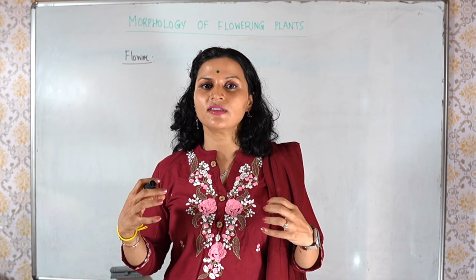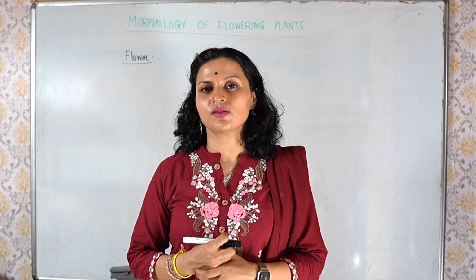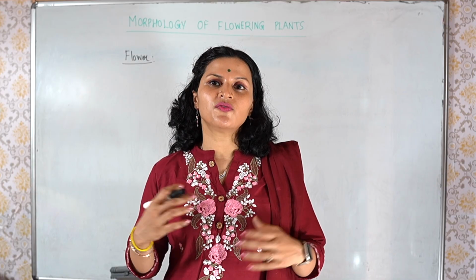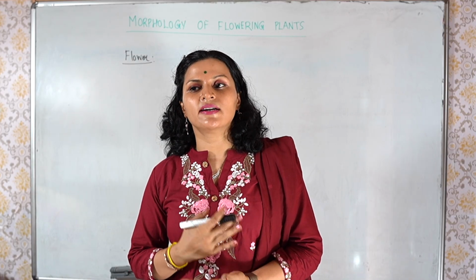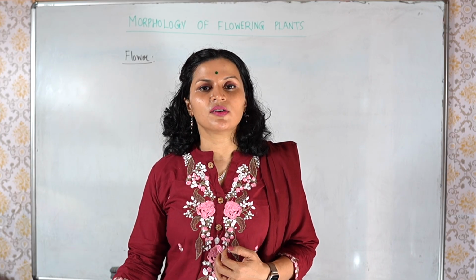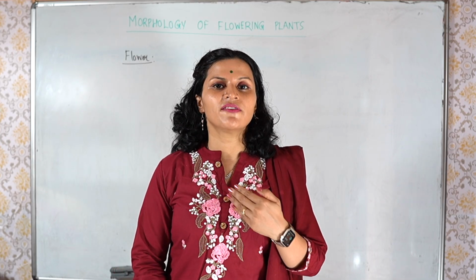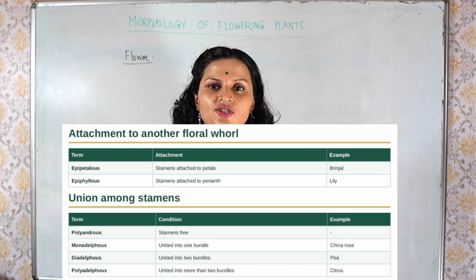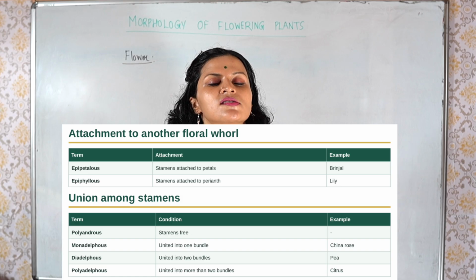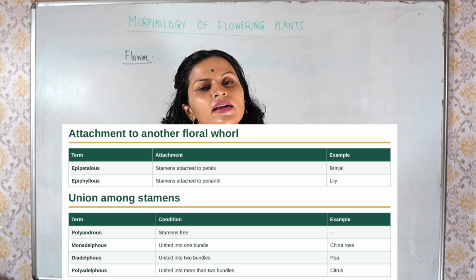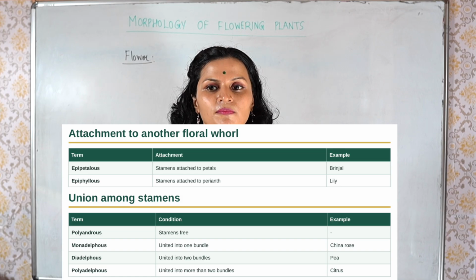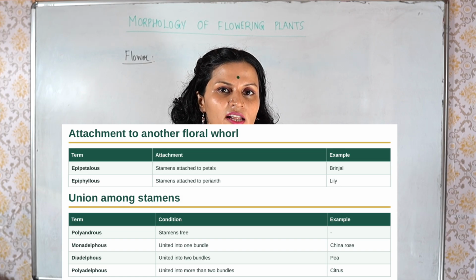They may be fused with each other, that is with other stamens, or they may be fused with other floral whorls. If they are fused with each other, the condition is called adelphy, and if they are fused with members of other whorls of the flower, then it is called adhesion. So we have cohesion and adhesion. Cohesion, wherein the stamens are fused with each other. If it is one bundle, this is called monoadelphous condition. Example in hibiscus. 2 bundles, diadelphous condition, pea, and many bundles, it is called polyadelphous condition.